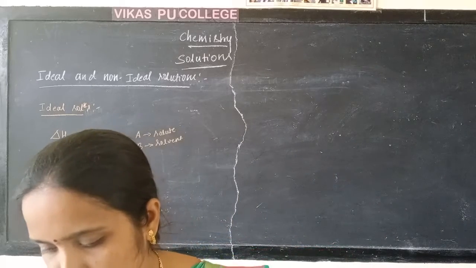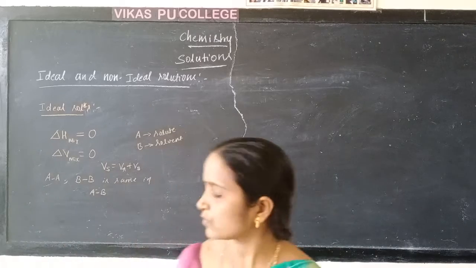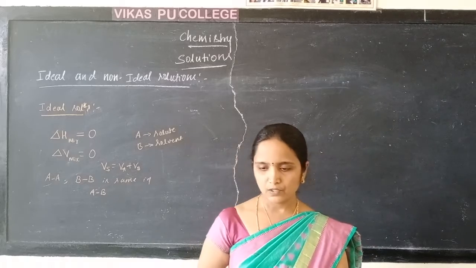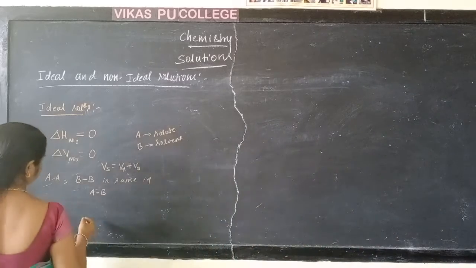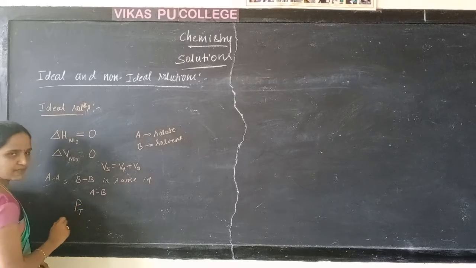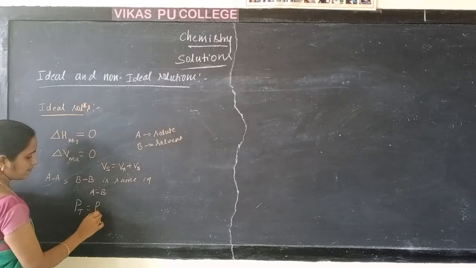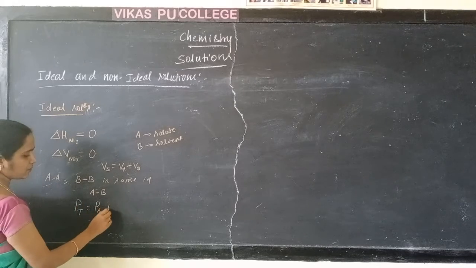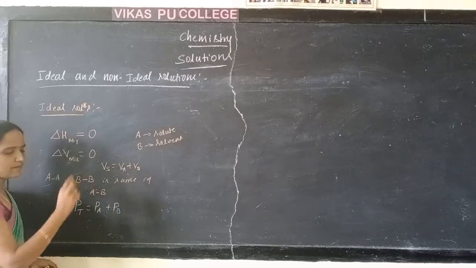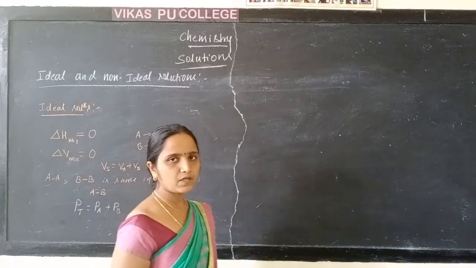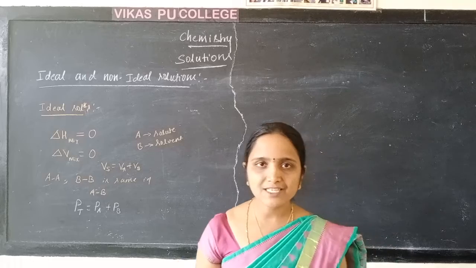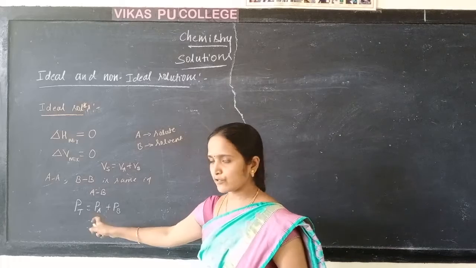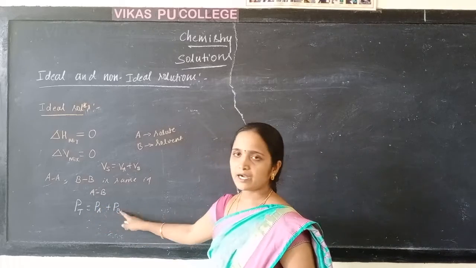One more characteristic is that the total pressure of the solution is equal to the sum of the partial pressures of the solute and the solvent. The total pressure of the solution is equal to the partial pressure of the solute plus the partial pressure of the solvent.